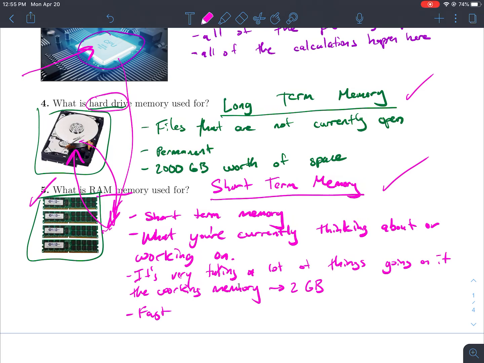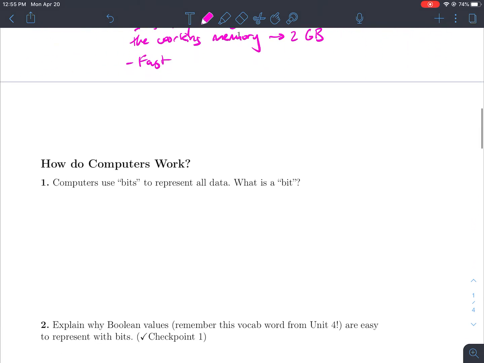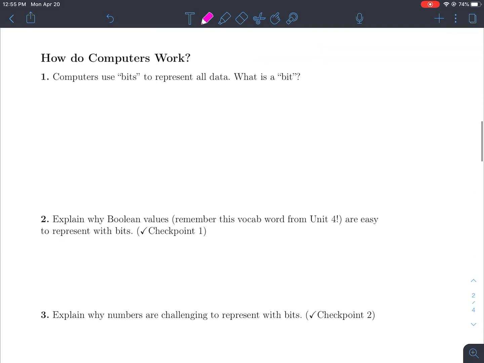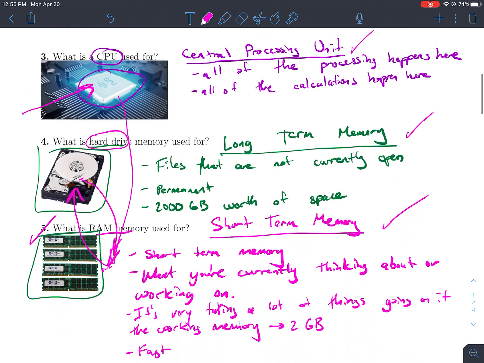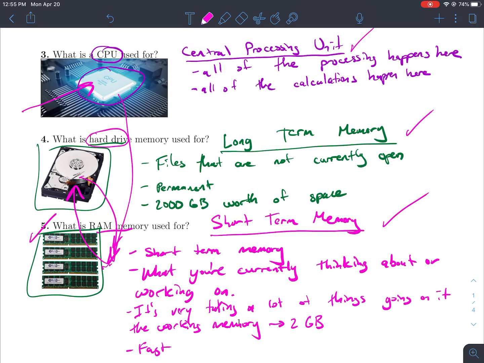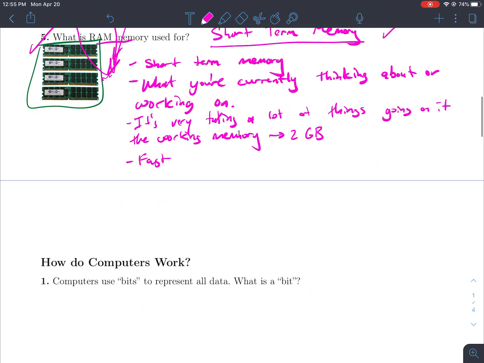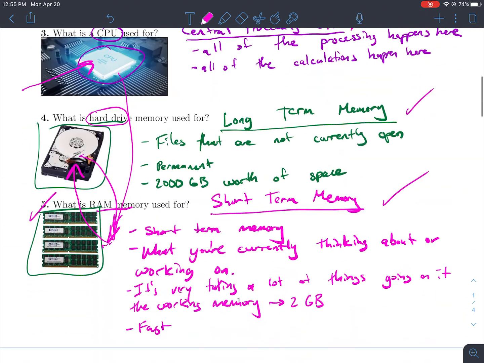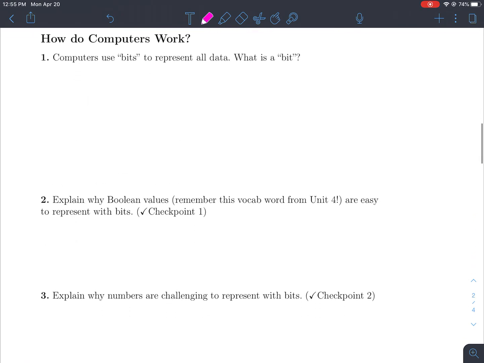All right, so continuing on. We might wonder in more detail, how is any of this stuff actually happening? What does memory actually look like inside of a computer? What does RAM look like? What is the CPU even? And computers work in a pretty interesting way. Computers use something called bits to represent all data. And then you might wonder, what is a bit?